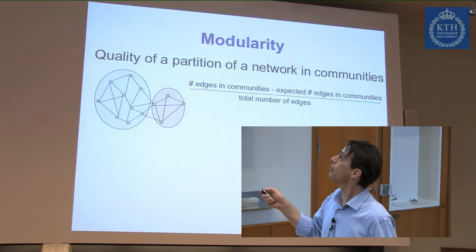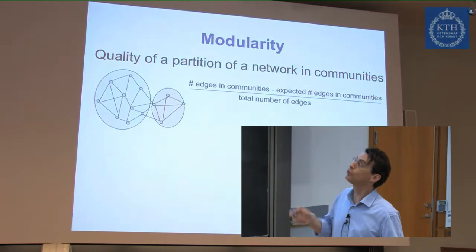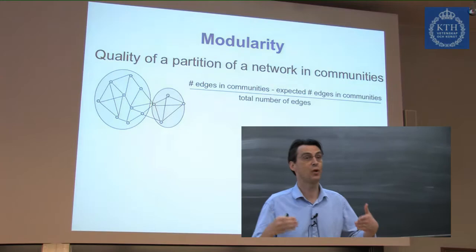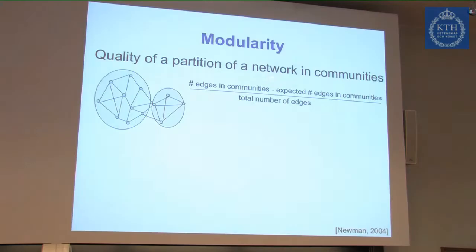So I look at the number of edges I have in the community, and I'm subtracting the expected number of edges, and then I have a scaling factor here, dividing by the total number of edges. By doing so, I have a quantity that is between minus 1 and 1. So modularity is always between minus 1 and 1.